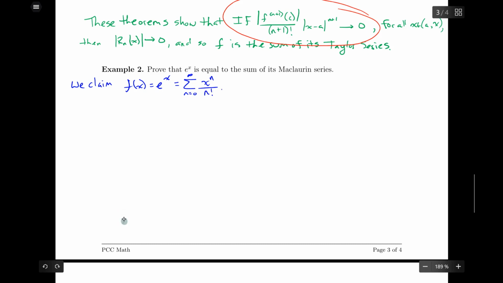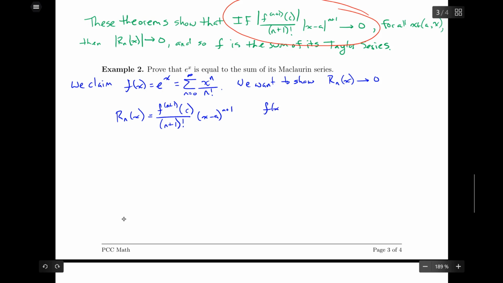Now we want to use the Lagrange remainder to actually show that r sub n of x goes to 0. We want to use the Lagrange remainder because r sub n of x is actually equal to the n plus first derivative at c over n plus 1 factorial times x minus a to the n plus first power.